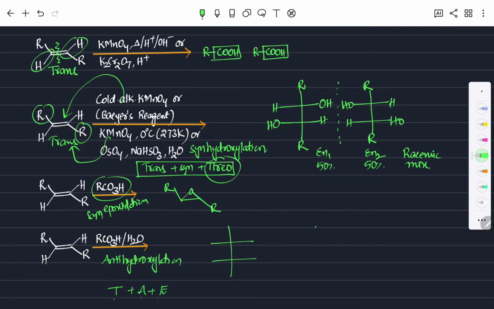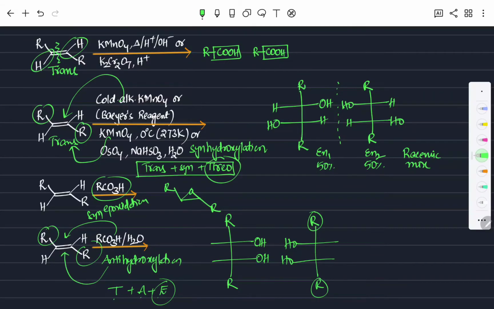So in this case also we should write the molecule like this. These two R groups in the vertical position. Erythro means same side. So the first molecule is formed because of above the plane attack. The second molecule is formed because of below the plane attack. So we should write the two hydrogens like this.